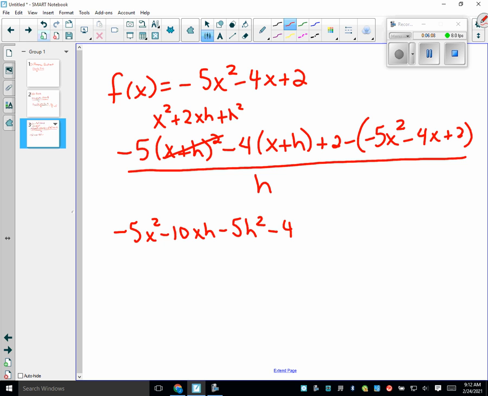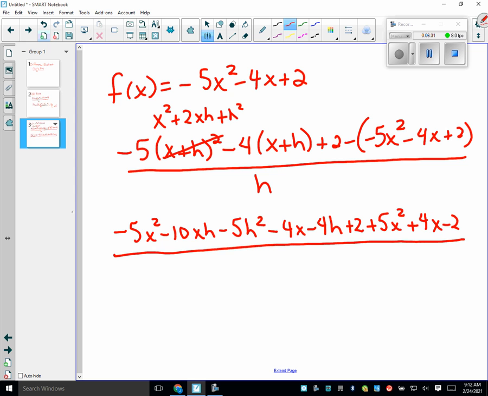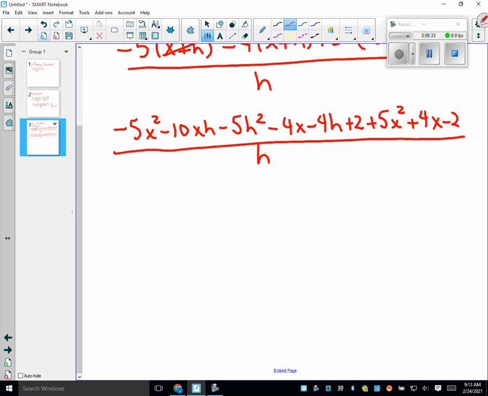Minus 4x minus 4h plus 2, right? Plus 5x squared plus 4x minus 2, all over h. Details on this, guys. You can't lose a negative somewhere.